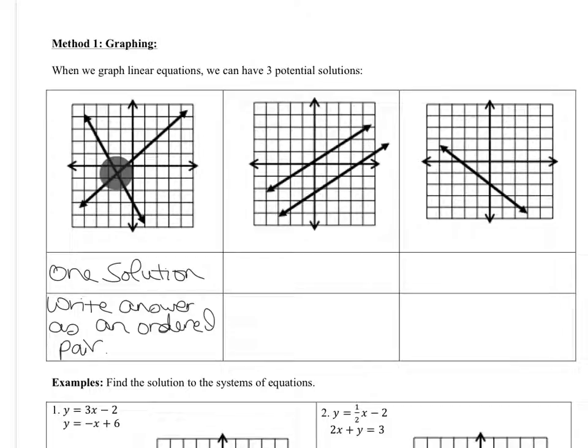The next one, take a look at it. My solution is where the lines intersect. What do you notice about those lines? Well, hopefully you notice that those lines are parallel. Are those lines ever going to intersect? No. So, what kind of solution would I have here if they're never going to intersect? Well, I'm going to have no solution.